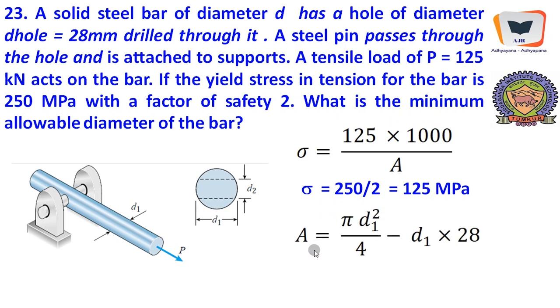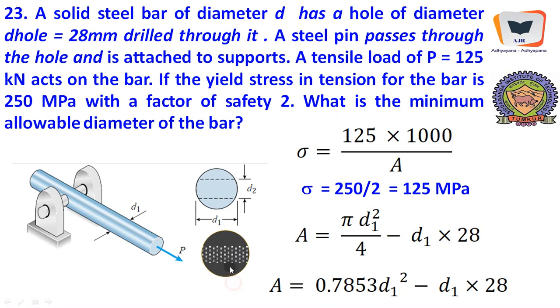And the area is pi d1 squared divided by 4, minus d1 into 28, because the diameter of the hole is given to us. A 28 millimeter hole is drilled. So we get the effective area, this portion and this portion. Therefore the area happens to be 0.7853 d1 squared minus d1 into 28 upon simplification.